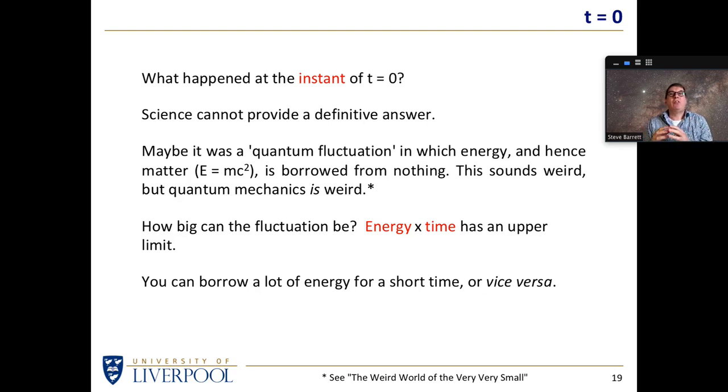Sort of the same thing with borrowing energy from the universe. You can borrow energy from the universe, but you've got to pay it back before the universe has noticed that it's gone. So energy times time has an upper limit. So the question is, well, how much energy did we borrow, and hence how long have we got to pay it back?